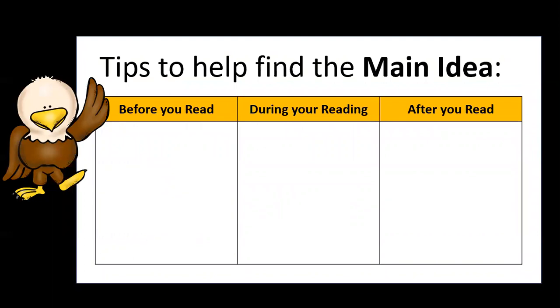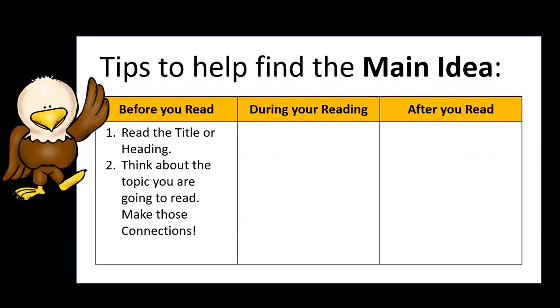So there are a lot of tips to help a reader find out the main idea. These are some tips you can use before you read a story, during your story, while you're reading, and then after you read. So let's talk about those. Before you read a passage or a story, always read the title or the heading at the top of the page. Also, think about the topic that you're going to read. Make those connections. Do you know anything about this topic? Have you learned about it or have you read a book about it before?